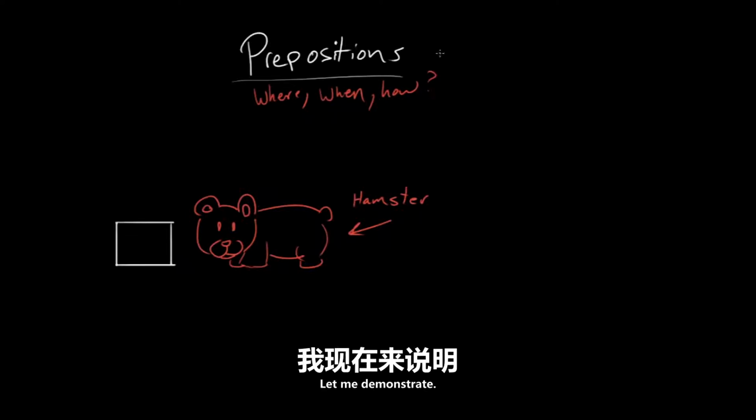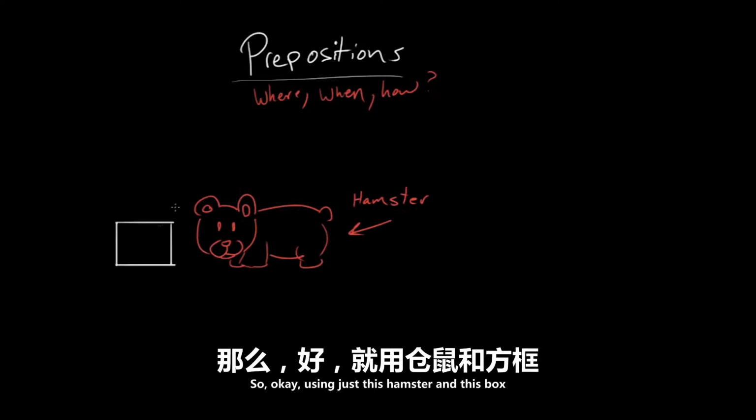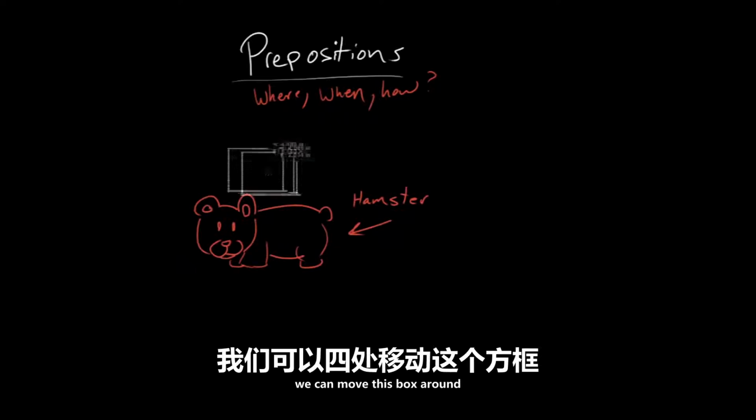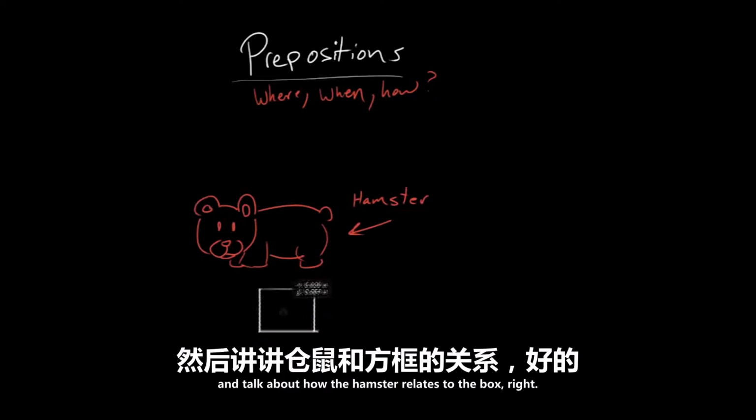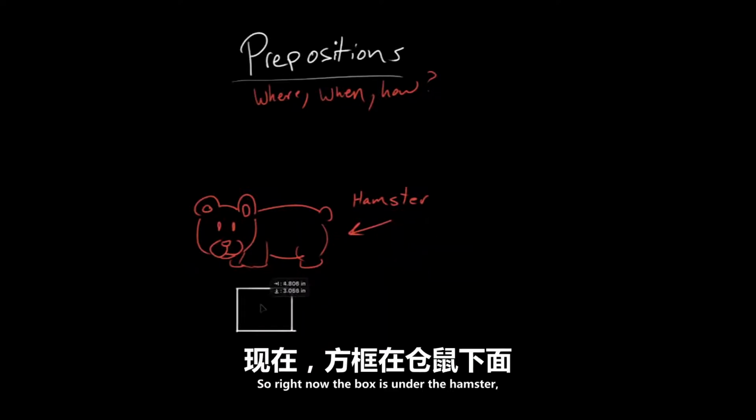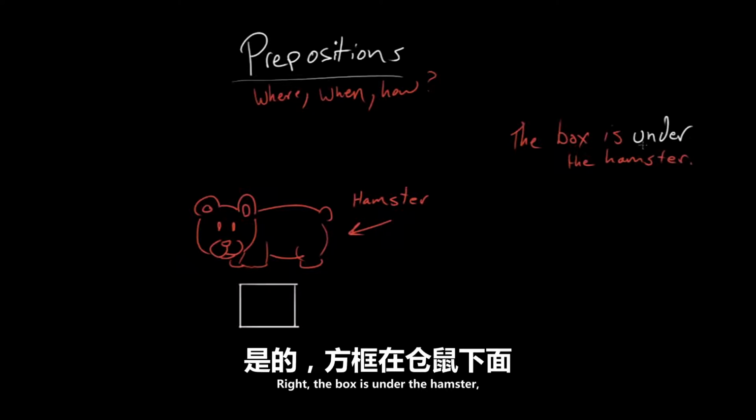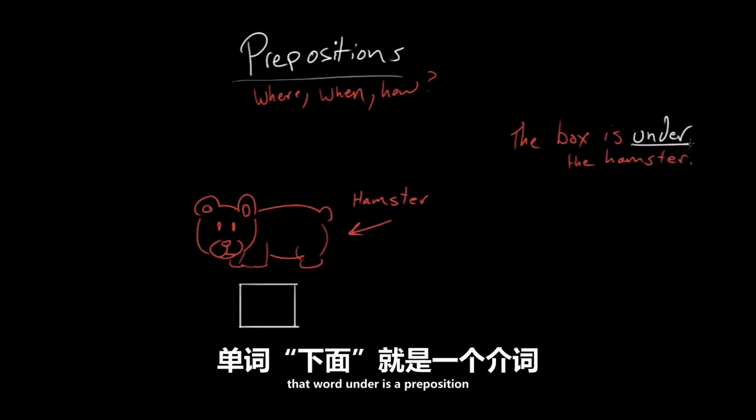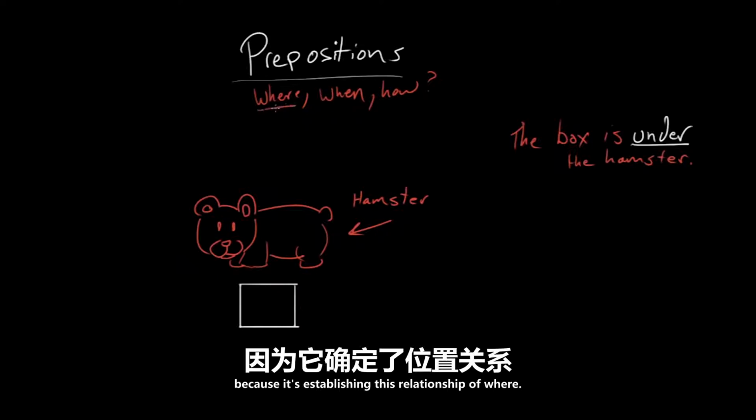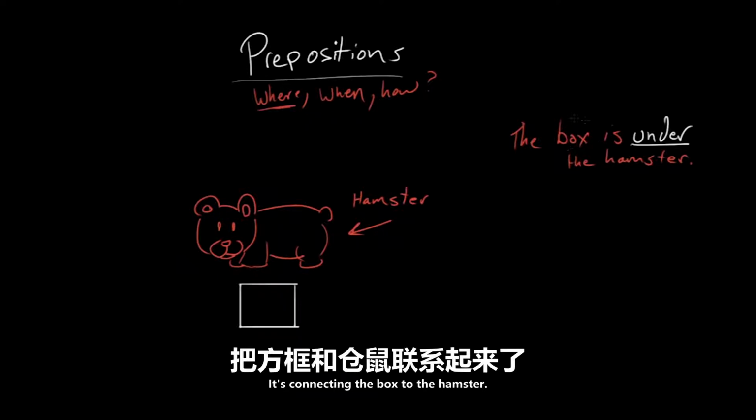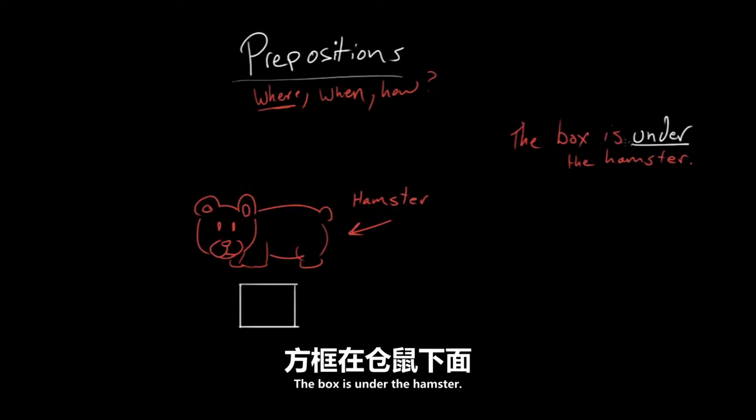Let me demonstrate. So using just this hamster and this box, we can move this box around and talk about how the hamster relates to the box. Right? So right now, the box is under the hamster. Let's write that down. Right? The box is under the hamster. That word under is a preposition because it's establishing this relationship of where. It's connecting the box to the hamster. The box is under the hamster.